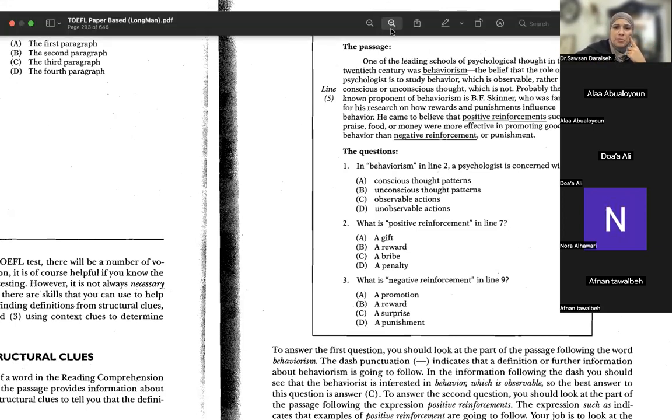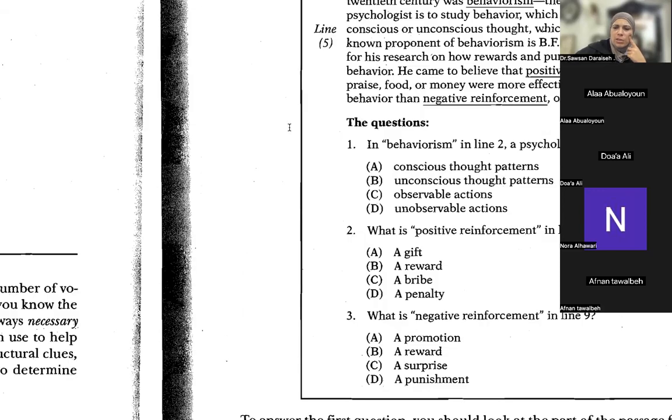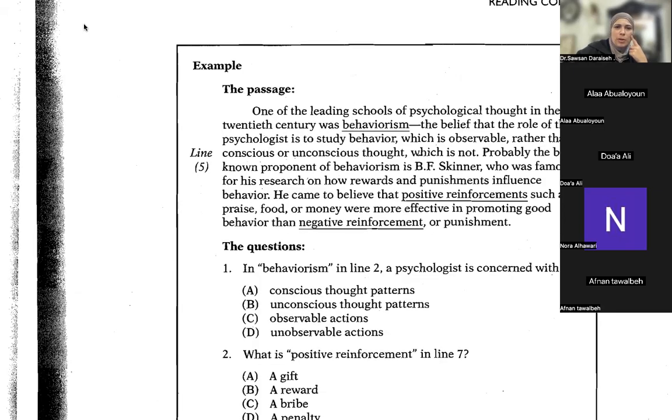All right. Okay. That text, it's about behaviorism. Jama'at al-Tarbiyah, if you know more than I do about this topic, okay? One of the leading schools of psychological thought in the 20th century was behaviorism. أحد المدارس يعني المشهورة المعروفة في الفكر السيكولوجي في القرن العشرين.